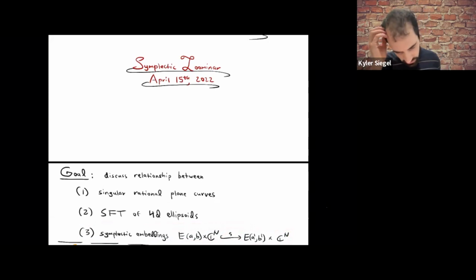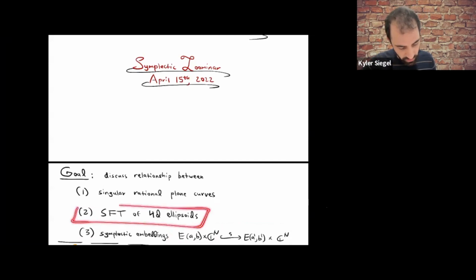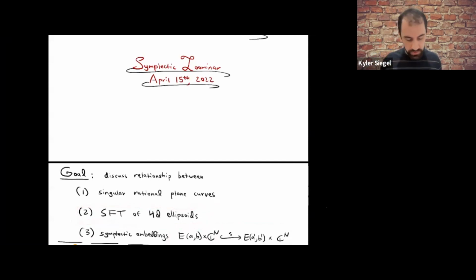I would say the connection between 2 and 3 is already fairly well established at this point. The rough idea is that symplectic field theory can be used to define symplectic embedding obstructions, and specifically there's a part of SFT which gives stable obstructions, so dimensionally independent obstructions. Although it gets into all sorts of interesting questions about understanding the SFT of ellipsoids, which is itself a pretty subtle question. It gets into all sorts of interesting enumerative problems, which I'll talk about a little bit.